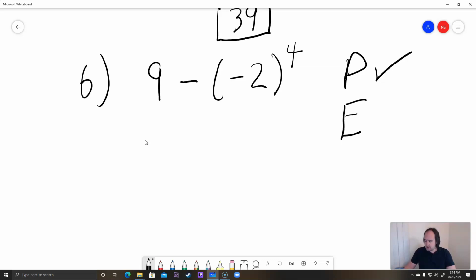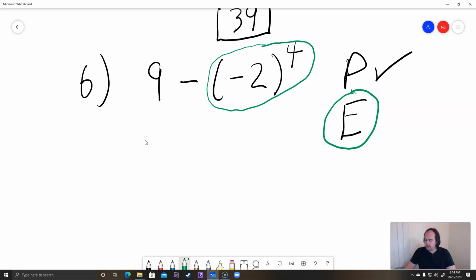So with exponents, keep in mind that your exponents are actually just referring to this part right here. So the 4th power does apply to the parentheses, but it doesn't apply to this minus out front. That minus out front is considered part of addition and subtraction. Okay, so for our exponents, we're just going to be doing negative 2 to the 4th power. So how do we do negative 2 to the 4th power?